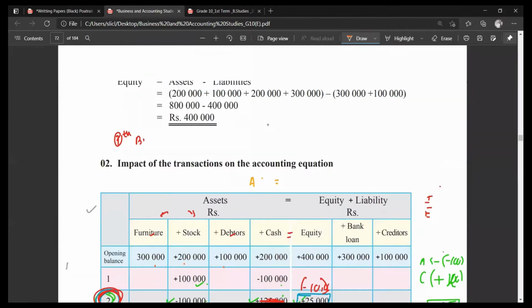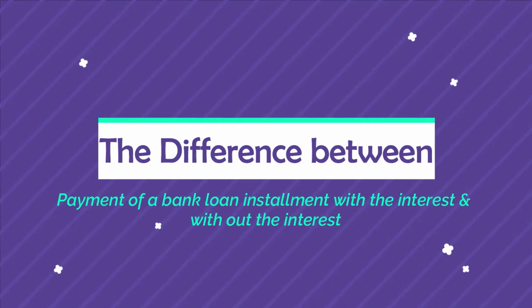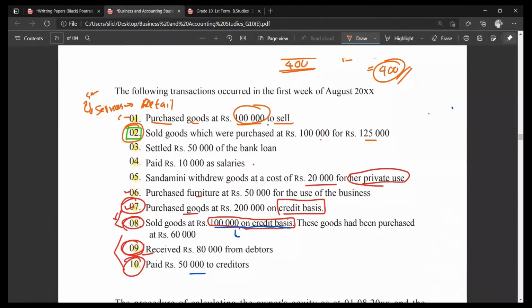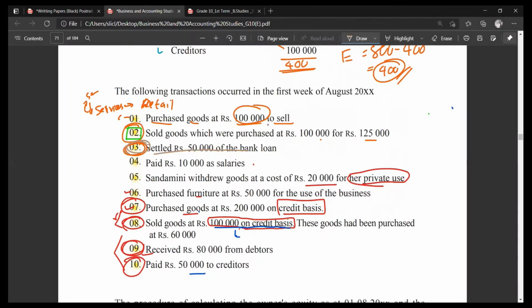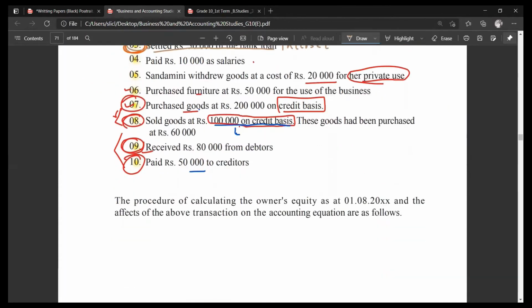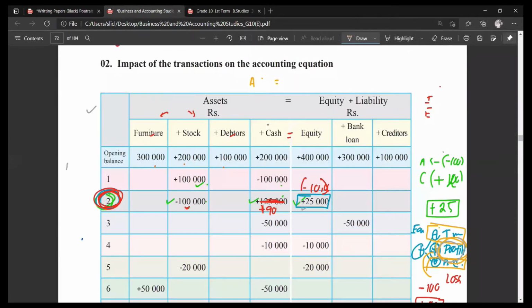Let me show you. Here is the third one, bank loan 50,000. This says settled, right? Here they have said that they settled rupees 50,000 of bank loan, but they haven't mentioned the interest. Am I right? So you guys don't need to do more; simply cash will reduce and our bank loan liability will reduce. But let's say there was 10,000 of interest here. Then the cash asset would reduce by 60,000, but the bank loan will only reduce by 50,000, and 10,000 would be our interest expense. Got it?